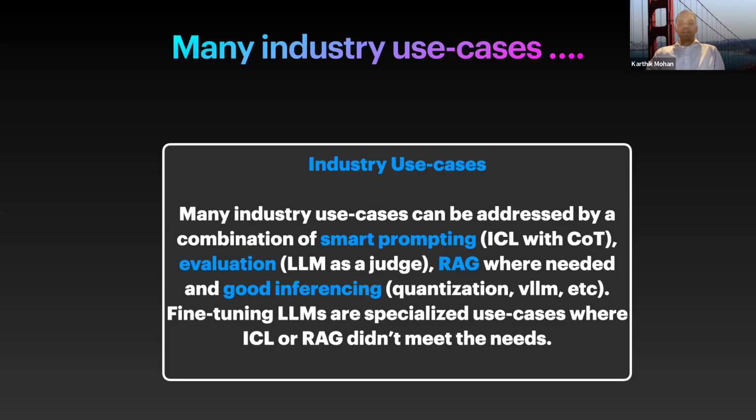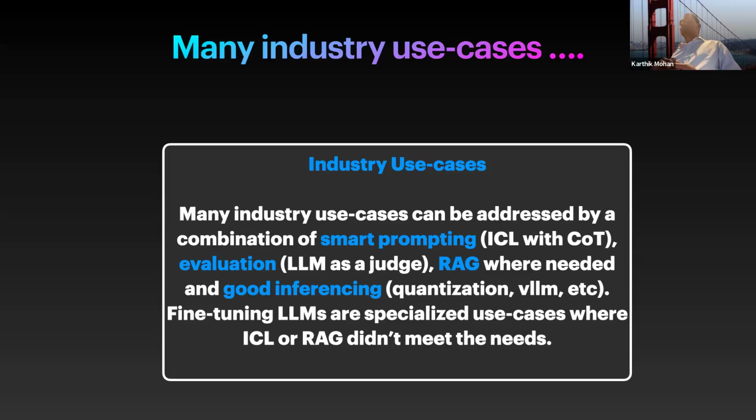Then you can use RAG when needed, like we said, and also good inferencing, like quantization. You can use some libraries for batching and faster responses. All of these put together is what comes into a modern LLM system in production, right? Fine-tuning LLMs is for specialized use cases, and you have to see if you need to fine-tune at all. It's not that we always have to fine-tune LLMs. We have done a lot of fine-tuning based discussions, and there are a lot of use cases for fine-tuning.